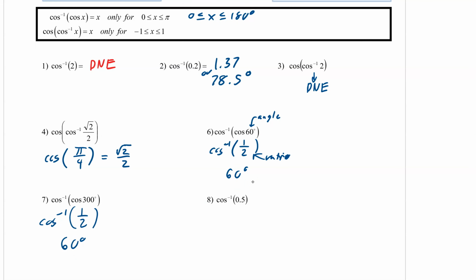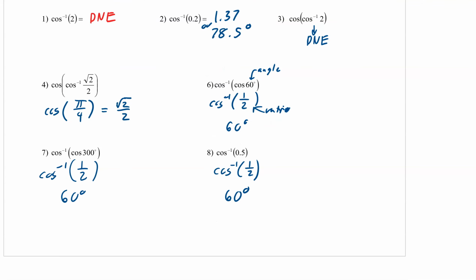All right, inverse cosine of 0.5. So they will try to trick you every now and then. And you have to write it as a half. And so that would now be 60 degrees. It's the same answer as before. And there you have it.